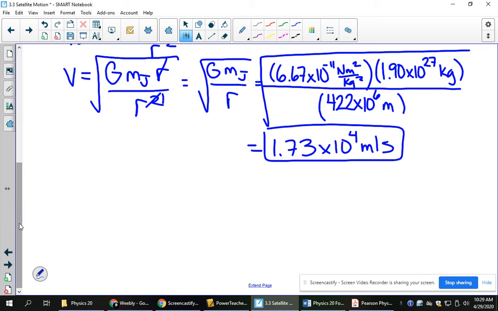And remember, we can always times by 3.6 if this was maybe multiple choice and the answers were in kilometers per hour. If it's kilometers per hour, I got 6.24 times 10 to the 4 kilometers per hour.